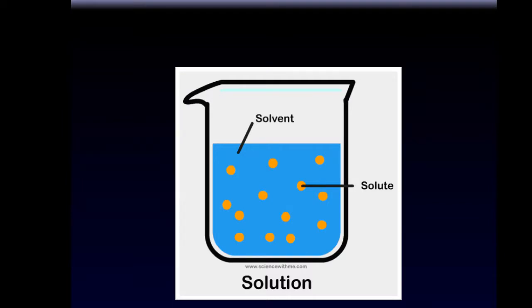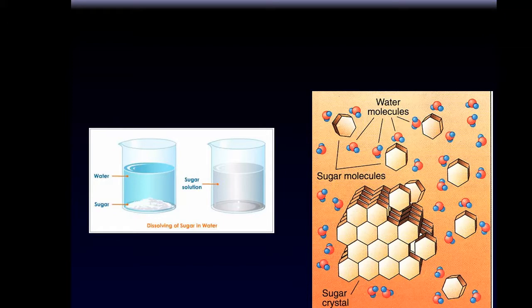A solution is when a solute is dissolved in a liquid, the solvent. For example, if you take sugar and put it in water and stir it, after a while you can't see the sugar because it's dissolved in the water. The reason that happens is the same reason salt dissolves: the polarity of the water breaks apart the clumps of sugar. So this is an example of a solution.